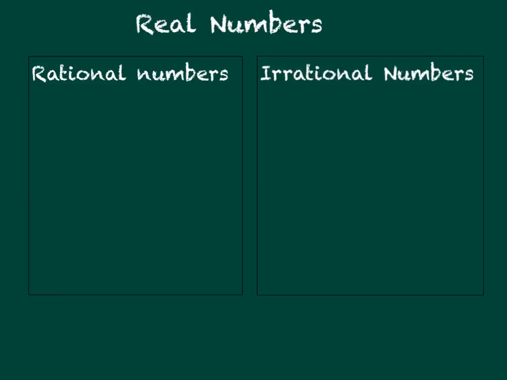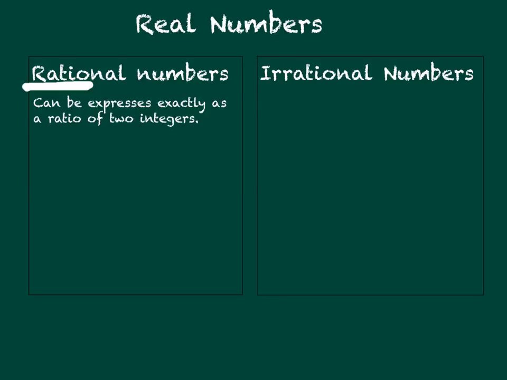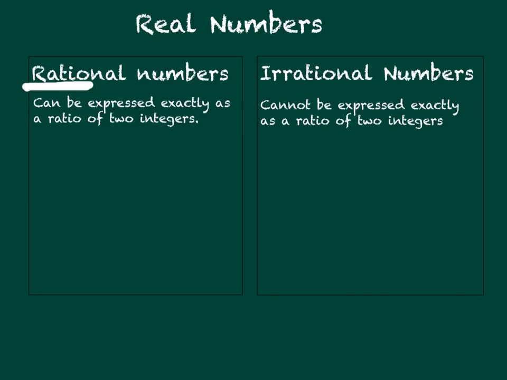Okay? Rational numbers are numbers that can be expressed exactly as a ratio. See this word ratio? And we all know a ratio is a fraction, so a rational number can be expressed as a ratio of two integers. And we will discuss integers in a few minutes. All right, an irrational number then cannot be expressed exactly as a ratio of two integers.